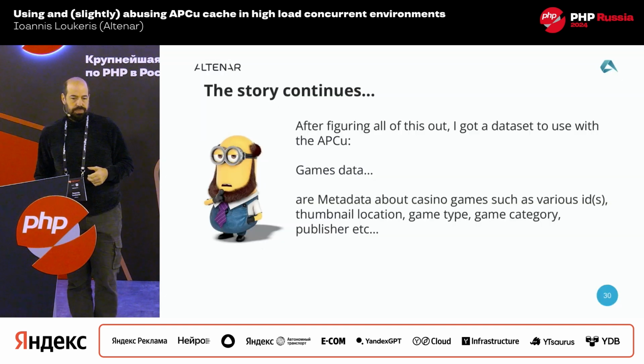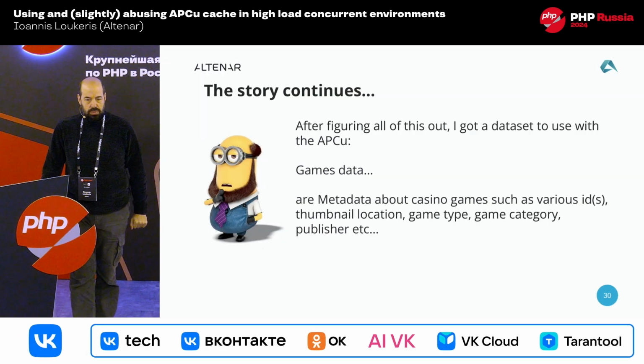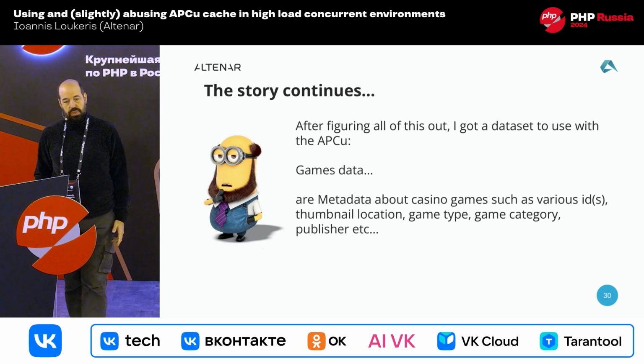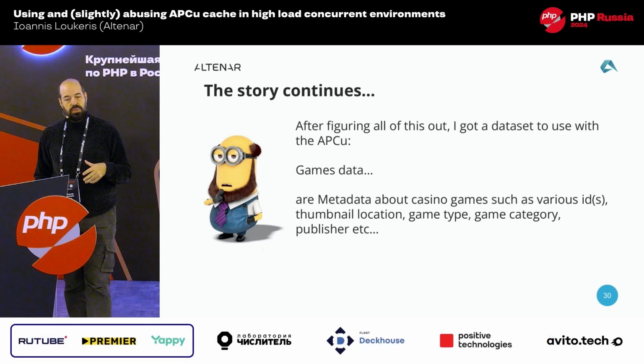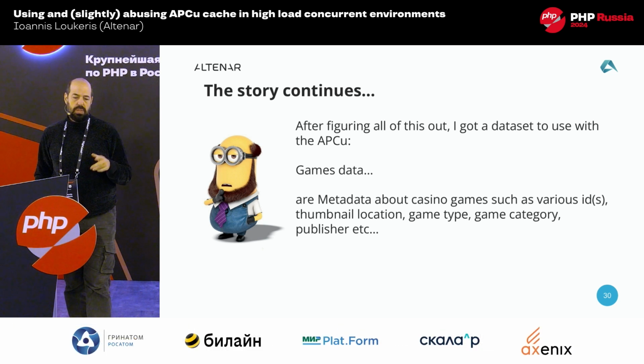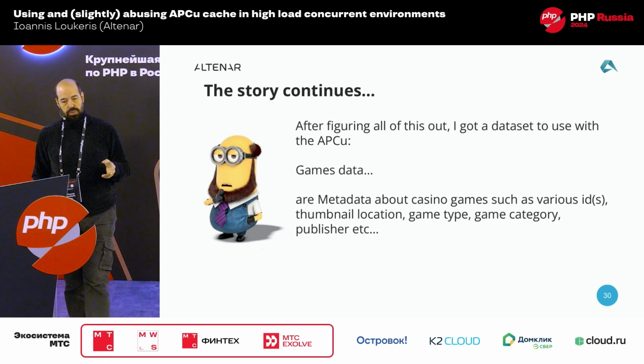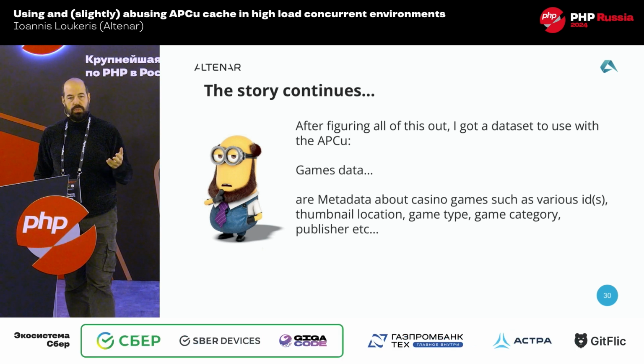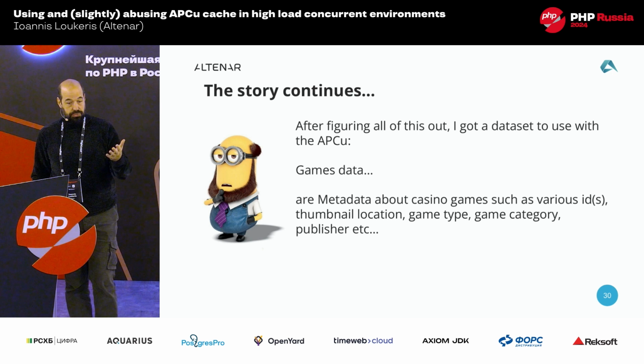Okay, after figuring all of these things out, I got a data set to use with the APCu. It's the games data. These are metadata about casino games, such as IDs, thumbnail locations, game types, game categories, who's the publisher, statistics, and whatnot. Statistics that don't change much, like statistics that we get from the games provider, for example, the return to player is 97% or something like that. So these are very good data.